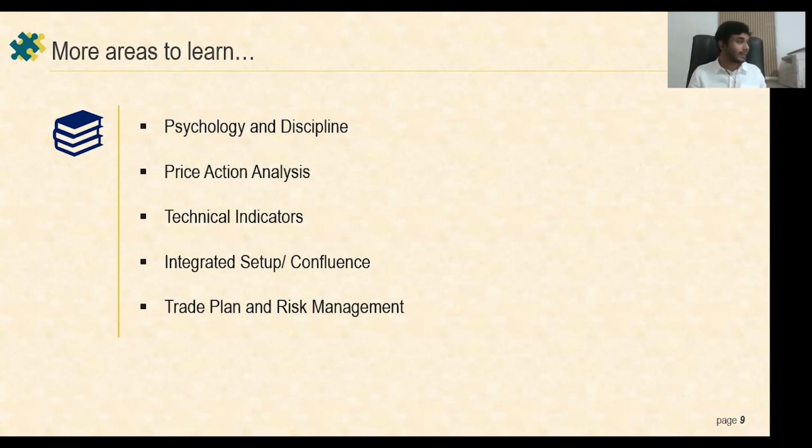Then there are technical indicators where you can use additional indicators to understand the market direction and reversal points. And once you build that knowledge, you can integrate it with indicators and price action analysis, where you have a confluence setup, and with the combination of technical indicators and price action analysis, you can make your trading decisions. And finally, if you're really looking to actively trade the markets, then trade plan and risk management is another important and vital area for you to become a successful trader.